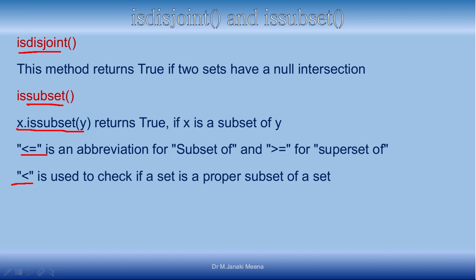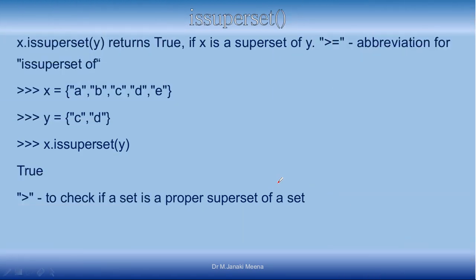But when you look at the less than symbol, it will check for a proper subset. What is meant by a proper subset is that it will not be equal. That is what less than means. When we say examples, you can just recall what you have learnt in your school, right? Similarly, issuperset. X.issuperset(Y) will check whether X is a superset of Y, and it will return true if it is so and false otherwise.